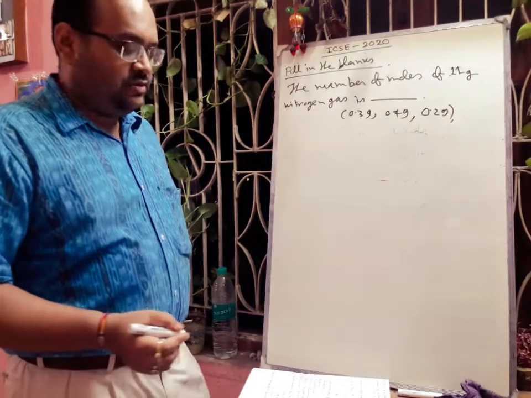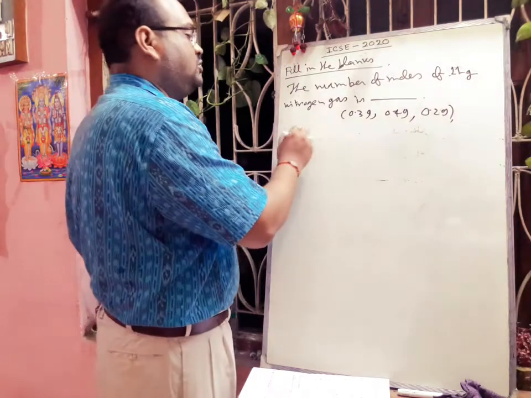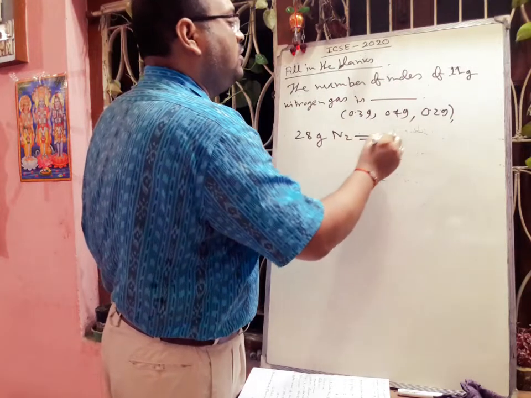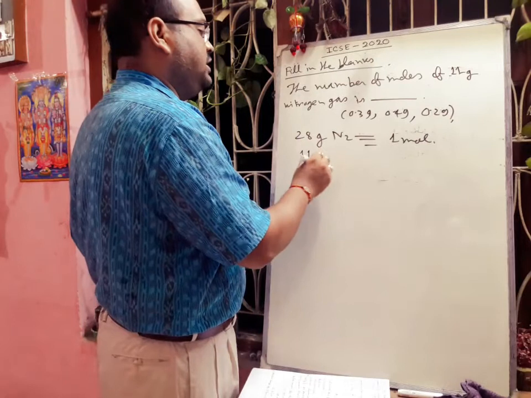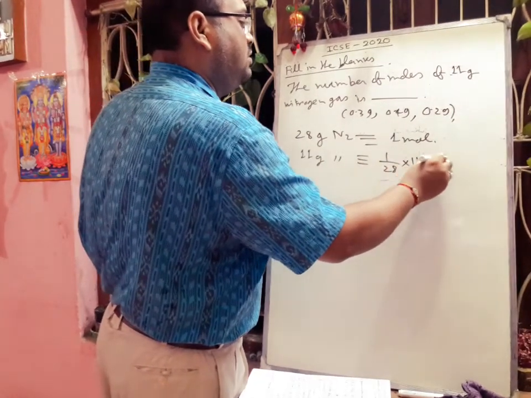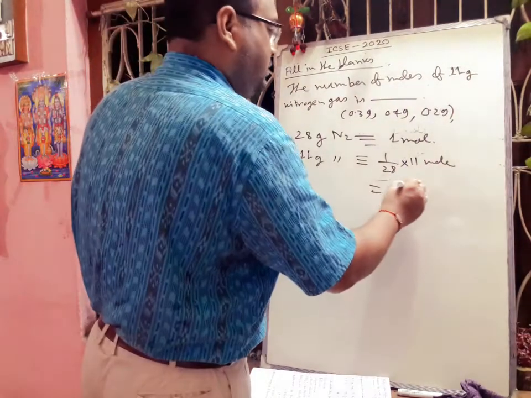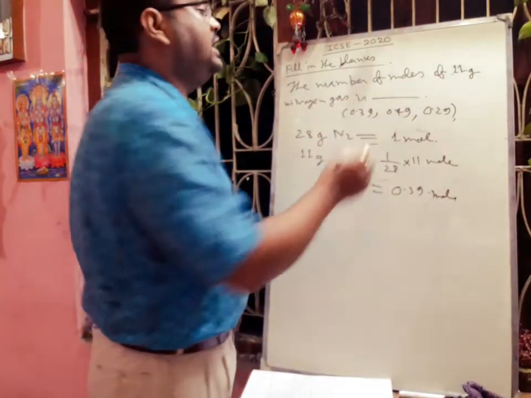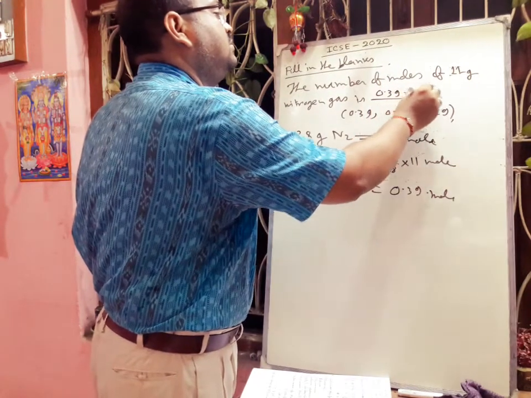Now in this case we know that the molecular mass or molar mass of nitrogen is 28. So 28 gram nitrogen is equal to 1 mole. So 11 gram nitrogen gas will be equal to 1 by 28 into 11 mole. If you calculate this, you will get the value 0.39 mole. So this is your answer, that is 0.39 mole.